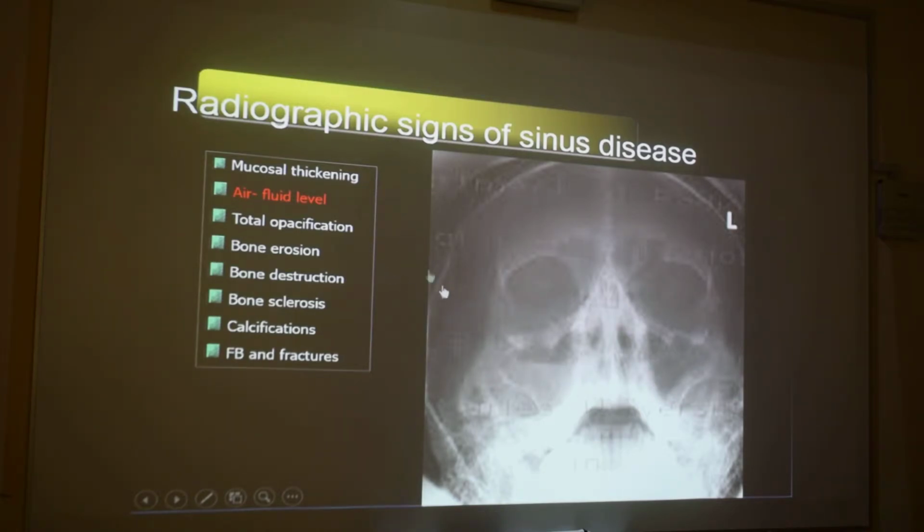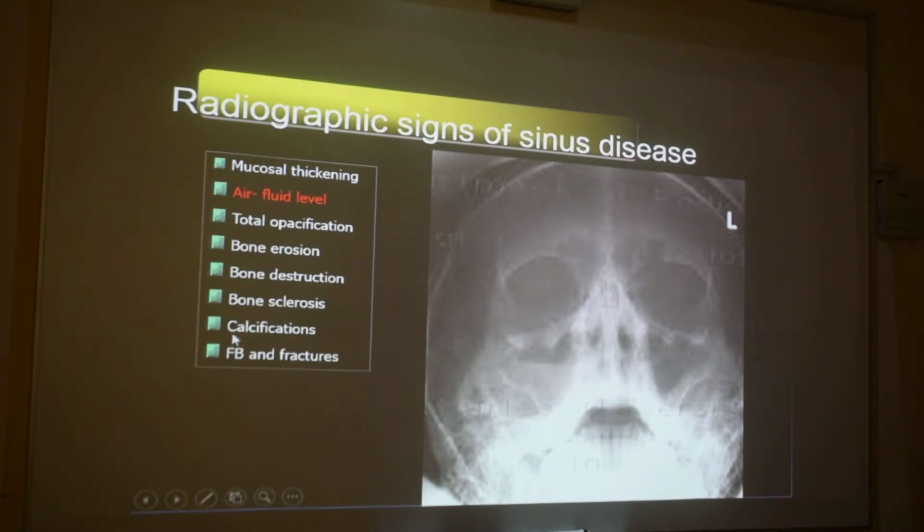The air fluid level can be in acute sinusitis, or if it's a trauma case, you can also have hemorrhage inside. Then you need to see whether there is any fracture involving the maxillary bone, the walls of the maxilla. You could also have total opacification; this all gets opacified with time. You can have bone erosions, bone destruction, bone sclerosis. Bone sclerosis is thickening of the bone, and you see this in chronic sinusitis. If you keep on having maxillary sinusitis on and off, with time this bone gets sclerosed.